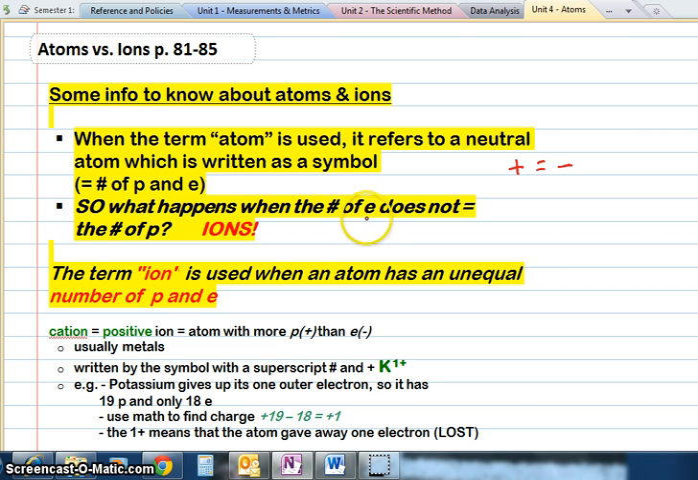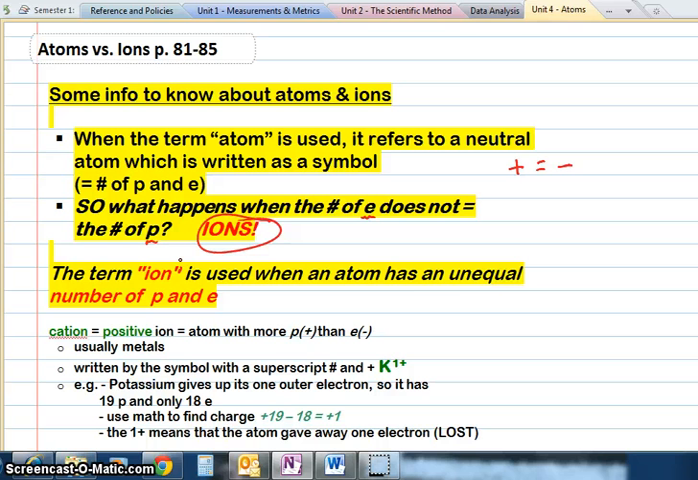When the number of electrons does not equal the number of protons, instead of using the word atom, we use the word ion. We don't call them atoms, we call them ions. The term ion, I'm noticing a typing error, is used when an atom has an unequal number of protons and electrons.